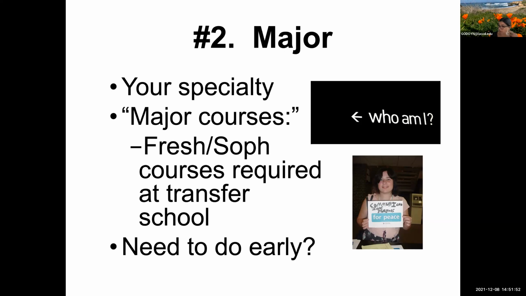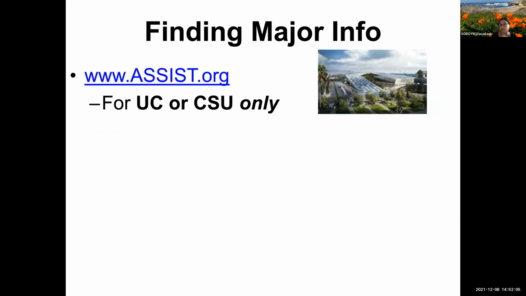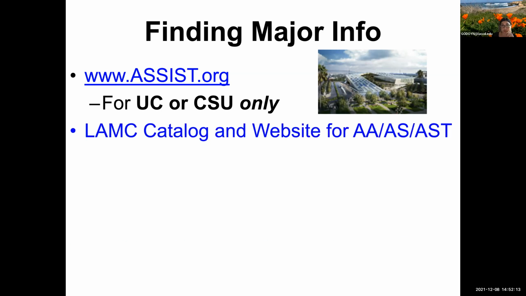Typically, when you meet with your counselor, they're going to recommend that you complete your major courses early on. The earlier on you get them done, it looks better for transfer. You're also going to be getting your English and math requirements done early. So remember, to find that major information, if we're interested in a UC or a Cal State, we're going to go to assist.org like we did at the beginning of class today.